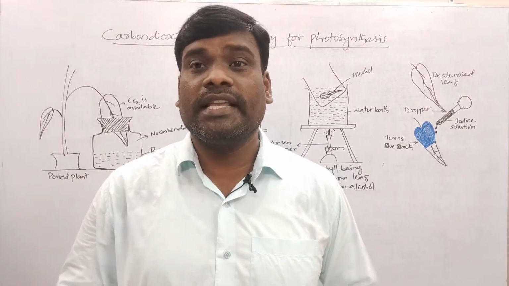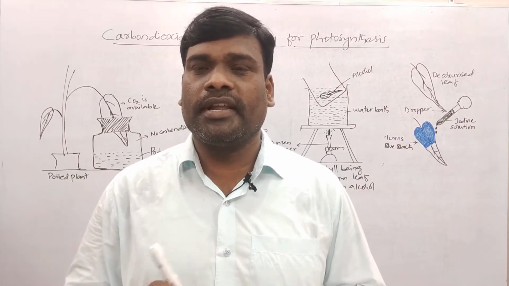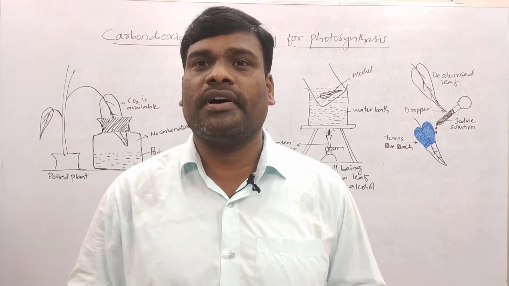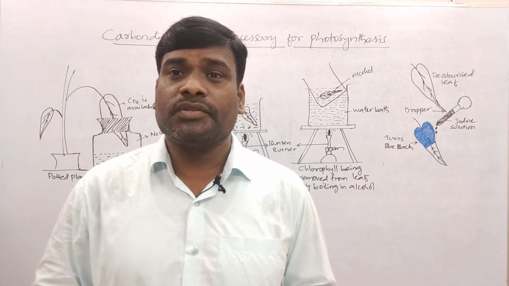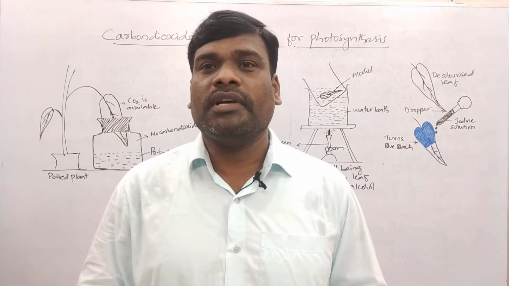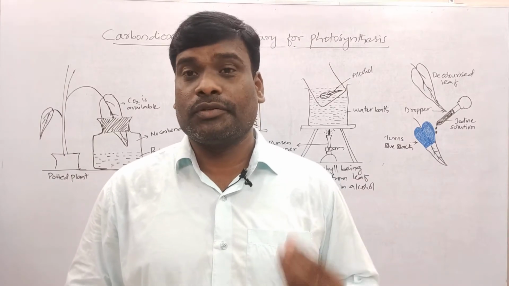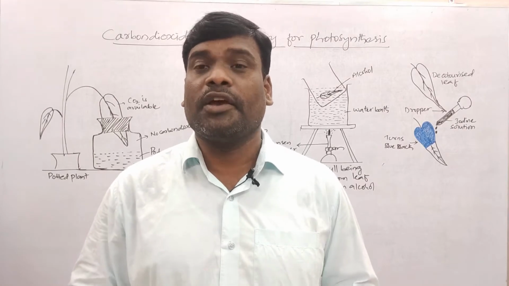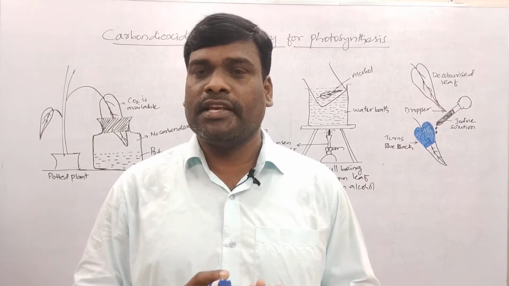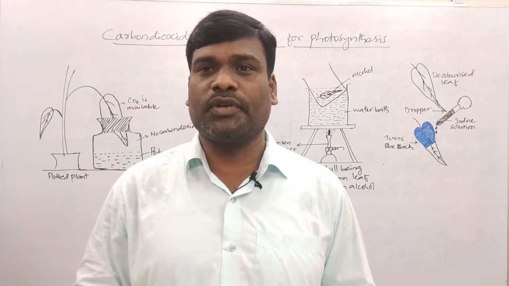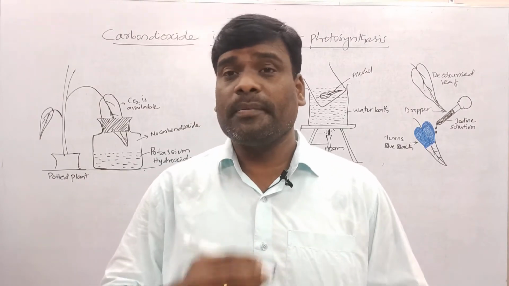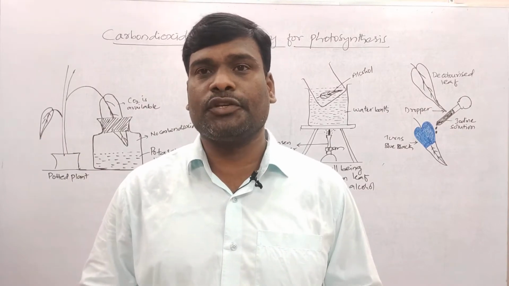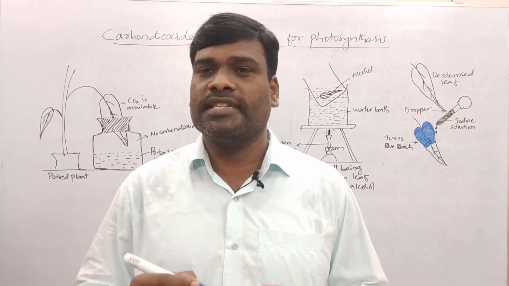Hi children, in this video we are going to study the role of carbon dioxide in the process of photosynthesis. We have already studied the role of carbon dioxide, children. Carbon dioxide plays a key role in photosynthesis. Without carbon dioxide there is no photosynthesis, isn't it? So experimentally we are going to prove that carbon dioxide is very essential for the process of photosynthesis.